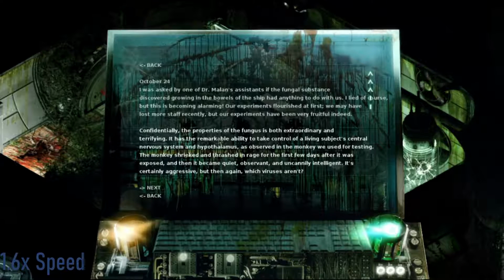I lied, of course, but this is becoming alarming. Our experiments flourished at first. We might have lost more staff recently, but our experiments have been very fruitful indeed. Confidentially, the property of the fungus is both extraordinary and terrifying. It has the remarkable ability to take control of a living subject's central nervous system, the hypothalamus. As observed in the monkey we used for testing, the monkey shrieked and thrashed in rage for the first few days after it was exposed, and then it became quiet, observant, and uncannily intelligent. It's certainly aggressive, but then again, which viruses aren't?